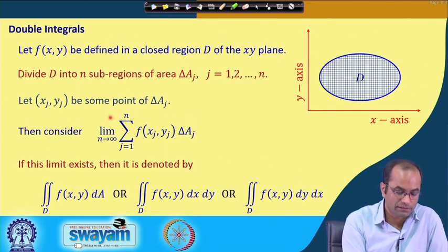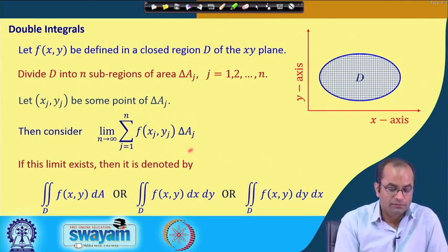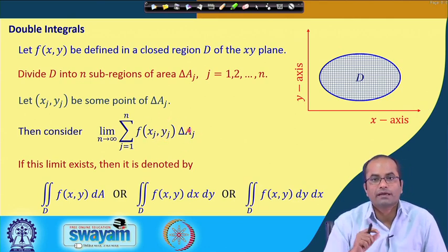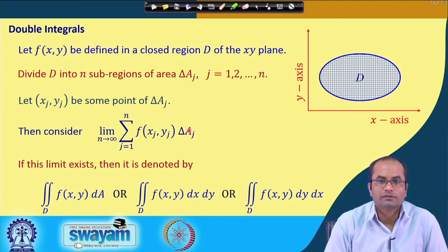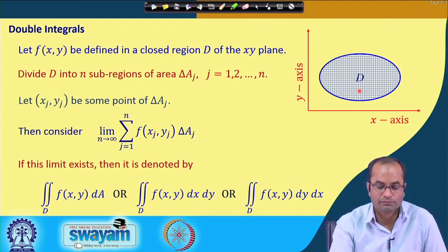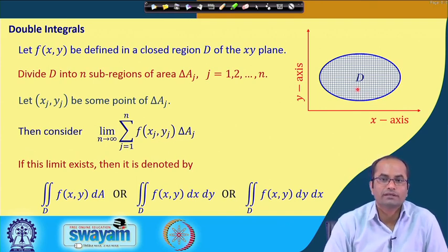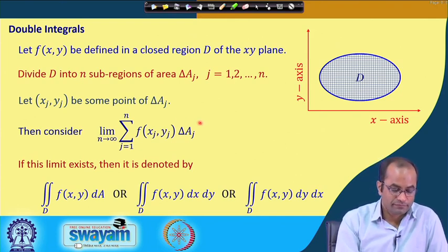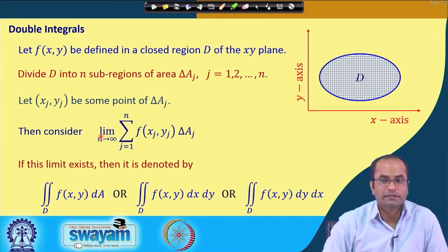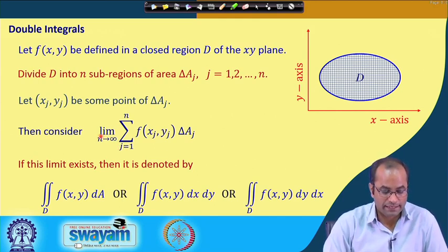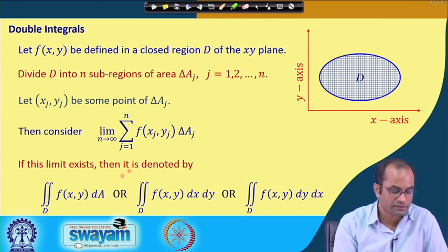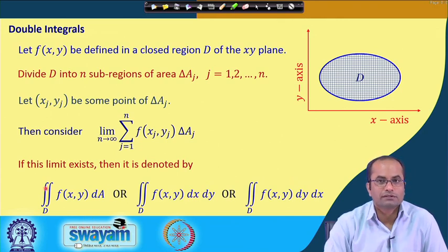Again, it is the limit of this sum, where we are adding f(x_j, y_j) multiplied by the area of the smaller region in the xy plane. There is a point (x_j, y_j) in each subregion, and corresponding to this point we have the function value f(x_j, y_j). Adding all these and then taking the limit as n, the number of these rectangles, goes to infinity, if this limit exists, we define it by such integral notation.